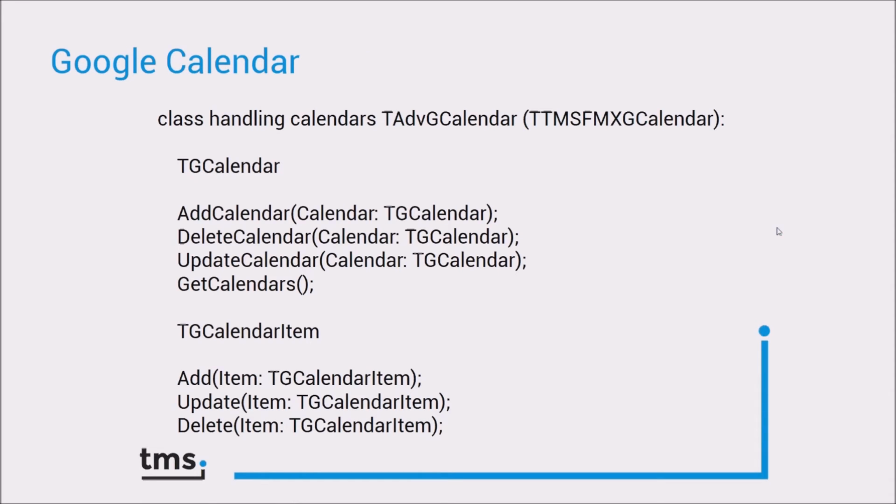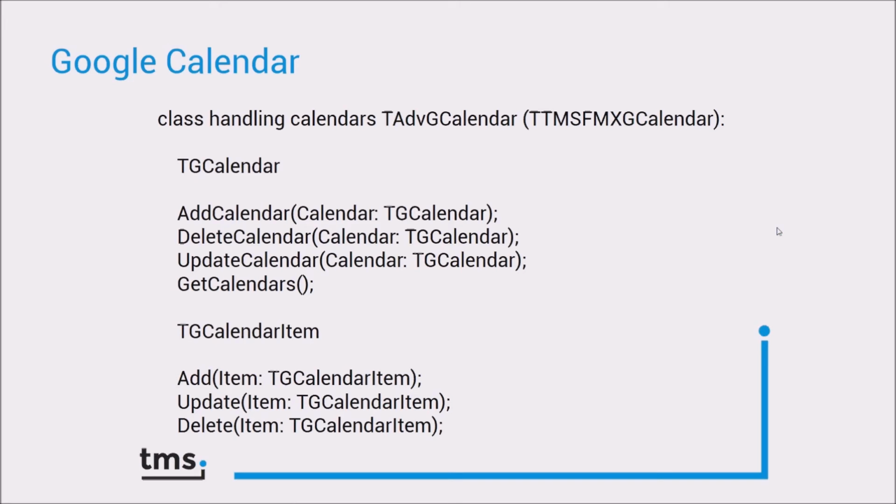For the demo, we will be using the Google Calendar, and it's actually almost identical or similar to access the Google or the Microsoft Calendar or Microsoft Contacts, but we will focus in this demo on Google Calendar, and we will be using the non-visual cloud service access component, the ADVG Calendar, for a VCL Windows application. If you would be using a FireMonkey cross-platform application, you would be using the non-visual component TMS FMX G Calendar. And this non-visual component offers access to the different calendars that you can configure in Google Calendar.